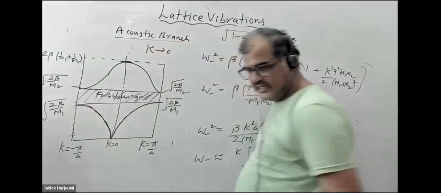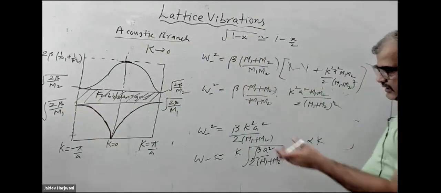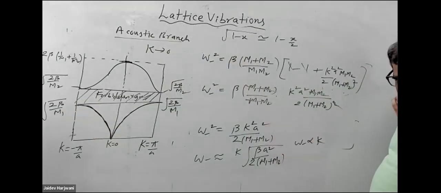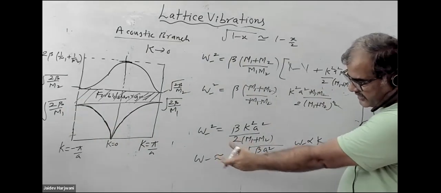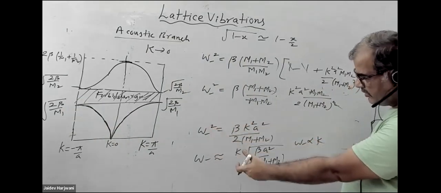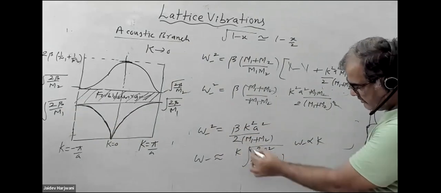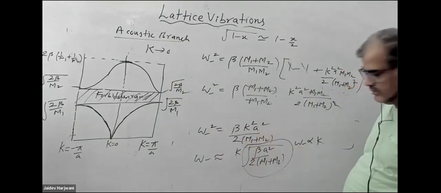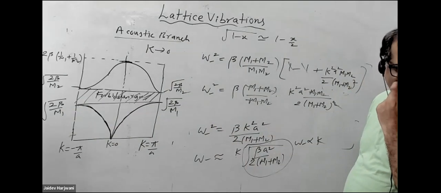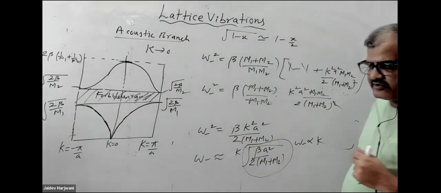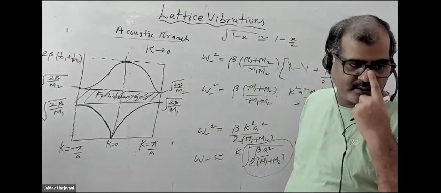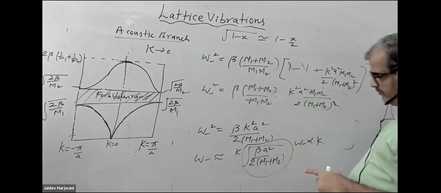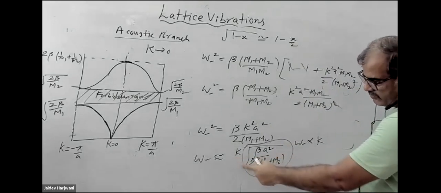If you want to calculate the velocity of sound, we can just differentiate this equation near k tends to 0, d omega by dk. So this will be your velocity of sound. Are you getting what I'm saying? Here omega is equal to a constant times k.